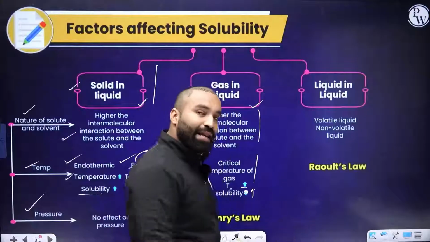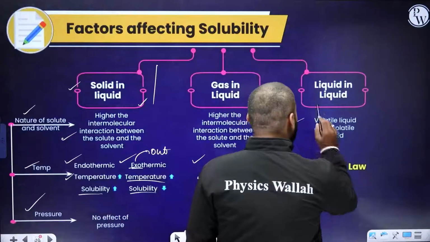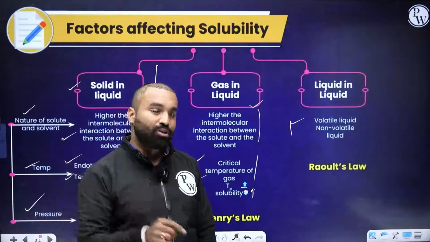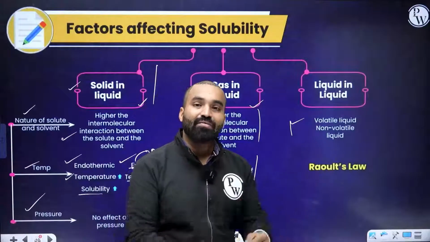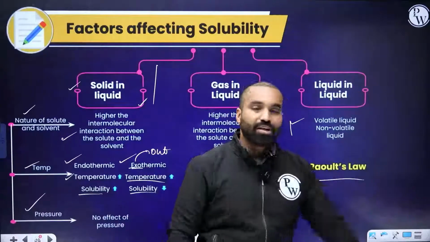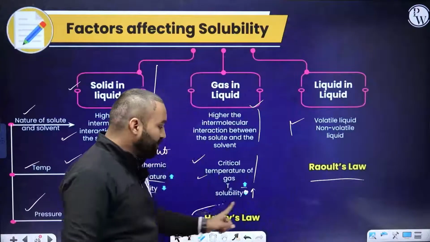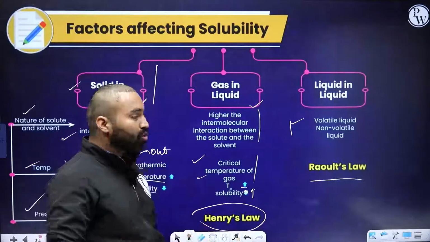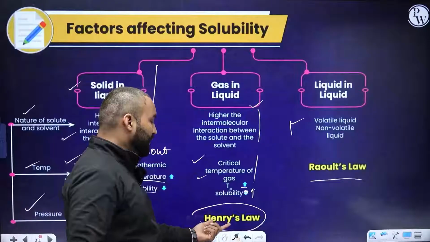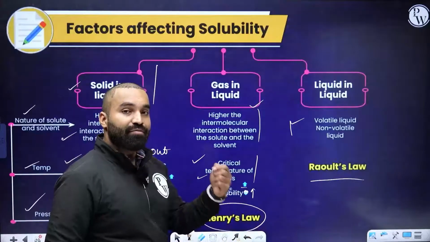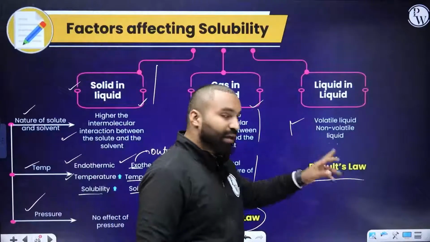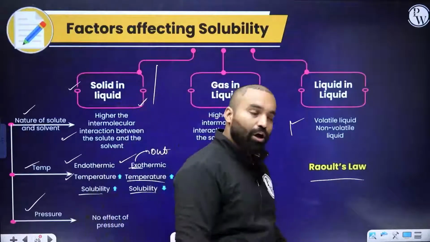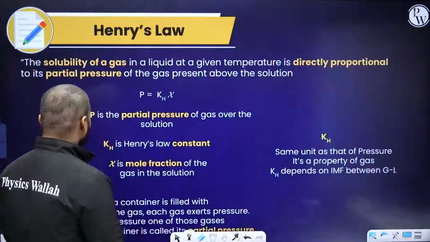Now liquid in liquid, volatile liquid or non-volatile liquid, depends upon the nature of the solute and solvent, which will decide whether they are mixing with each other or not. Here we are going to study something called Raoult's law, and now we are going to study something called Henry's law. Is this much clear? Now when you are making notes, you need to proceed from here, because Henry's law is very, very important. Raoult's law, again very important, and I am going to tell you that Henry's law is a special case of Raoult's law. Let's proceed, everybody.